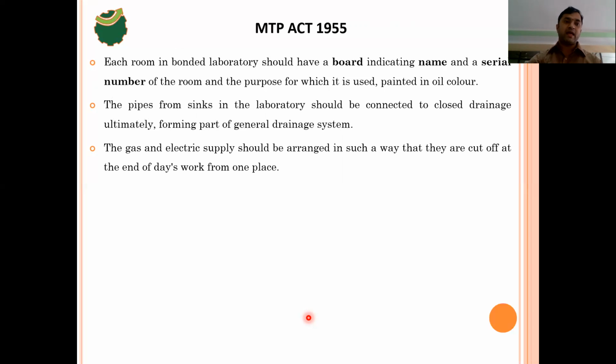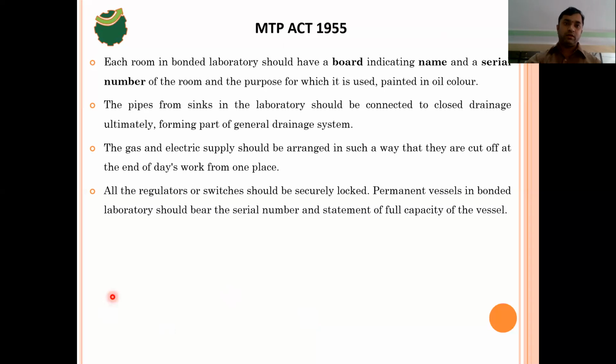The gas and electric connections should be arranged in such a way that there is an auto cutoff at the end of the day's work from one place, or otherwise a cutoff should be there. So all the regulators or switches should be securely locked. Permanent vessels in a bonded laboratory should bear the serial number and state the full capacity of the vessel.